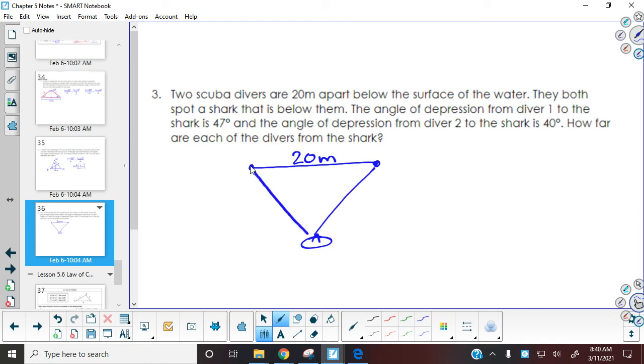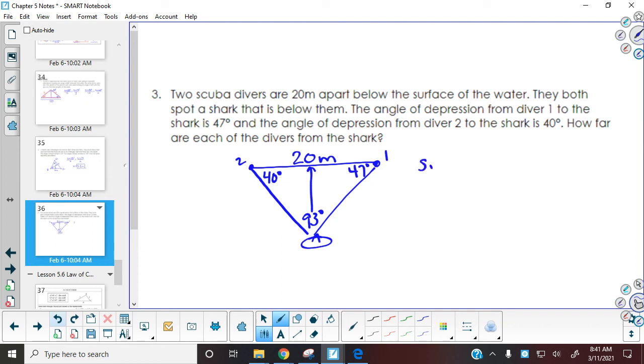It says that the angle of depression from diver 1 to the shark is 47 degrees. So this is diver 1, 47 degrees is our angle of depression. From diver 2, the angle of depression to the shark is 40 degrees. We're trying to figure out how far apart each of the divers are from the shark. So first off, we can figure out this angle measured here by subtracting from 180 to get 93 degrees. And now I have an angle and the side opposite.